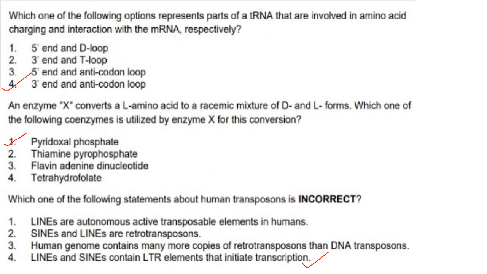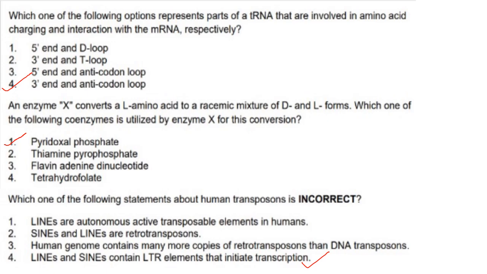Then next one. Which one of the following options represents parts of a tRNA that are involved in amino acid charging and interaction with the mRNA respectively? For interaction with mRNA, we all know it is the anticodon loop. So first and second options we will not take into consideration. But if you see the next one, the part of the tRNA that is involved in amino acid charging is the 3' end. So the answer here is option 4.